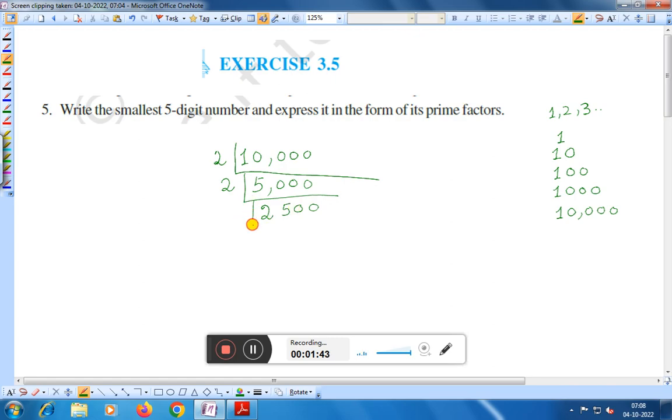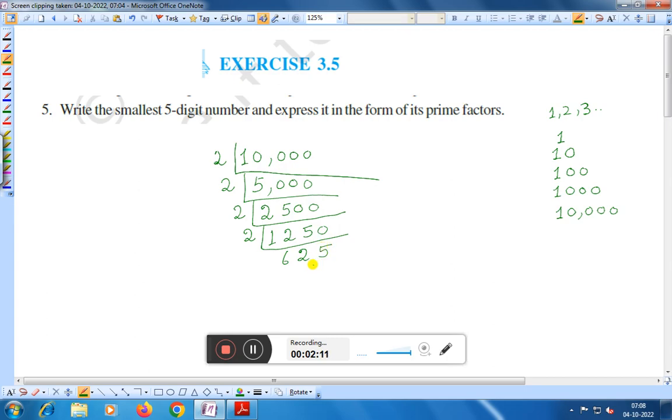Again, you see the last digit is 0. Therefore, it is divisible by 2 again. 2 ones are 2, 2 twos are 4, 10, 2 fives are 10, 0. Now, the last digit is again 0. It is also divisible by 2, therefore we are again dividing by 2. 2 sixes are 12, 2 twos are 4, 10, 2 fives are 10.